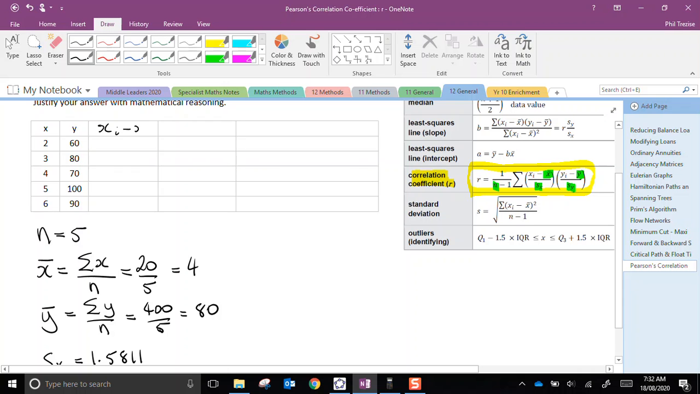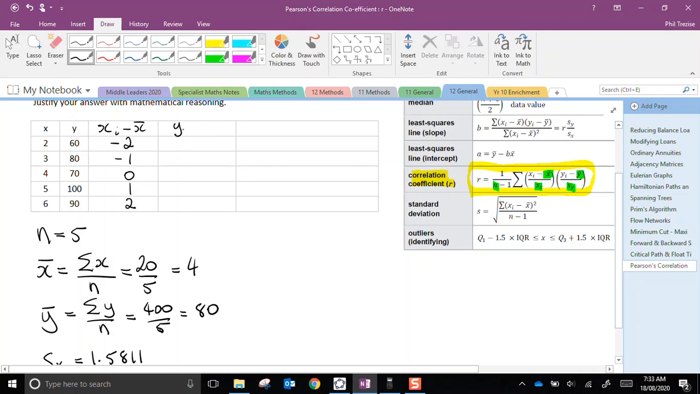xi take the mean of the x's. Remembering the mean of the x's is 4. So in the first one I have 2 subtract 4, that's negative 2. Then I have 3 subtract 4, that's negative 1. 4 subtract 4 is nothing. 5 subtract 4 is 1, and 6 take 4 is 2.